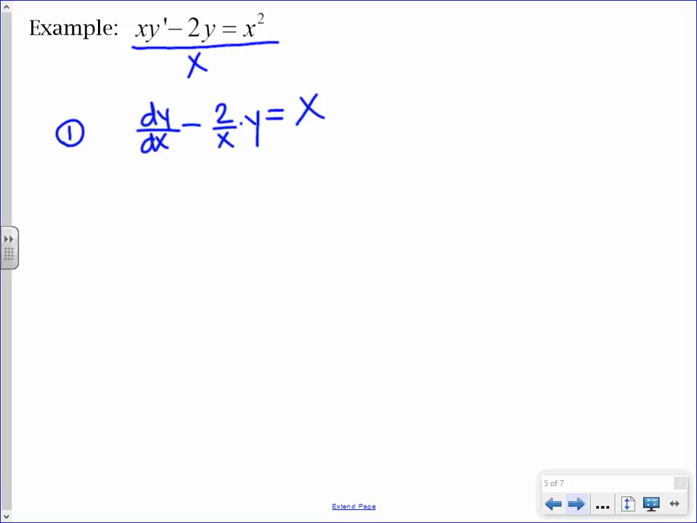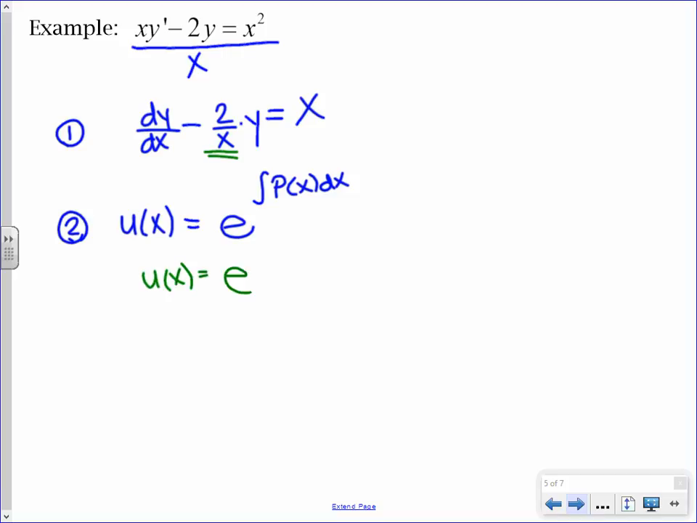Identify the integrating factor. We know our integrating factor, u of x, equals e to the integral of p of x dx. What function is p of x? Negative 2 over x. Whatever's multiplied to the y is your p of x. So we have e to the integral of 2 over x dx.